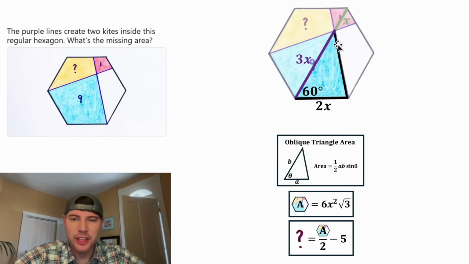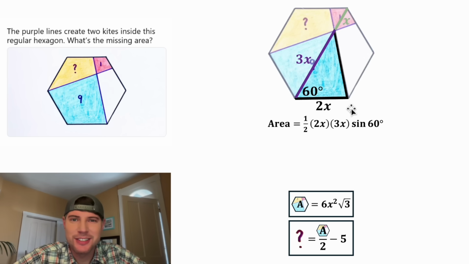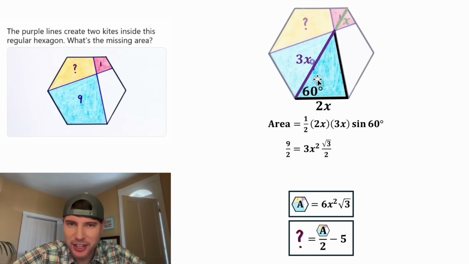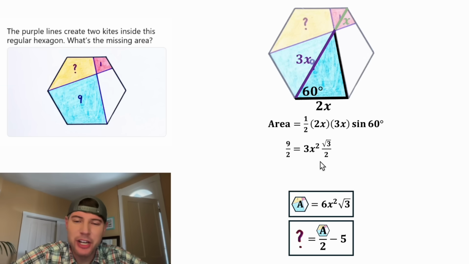So let's do that for this triangle. The area would be equal to 1/2 times 2x times 3x times the sine of 60. And now we can simplify this. For the left-hand side, we do know the area of this triangle. This diagonal cuts the kite in half, and the area of the entire kite is 9. So the area of this triangle is 9/2. And then on the right-hand side, 1/2 times 2 times 3 is equal to 3. x times x is equal to x squared, and the sine of 60 degrees is √3/2. And now we have an equation in terms of x.